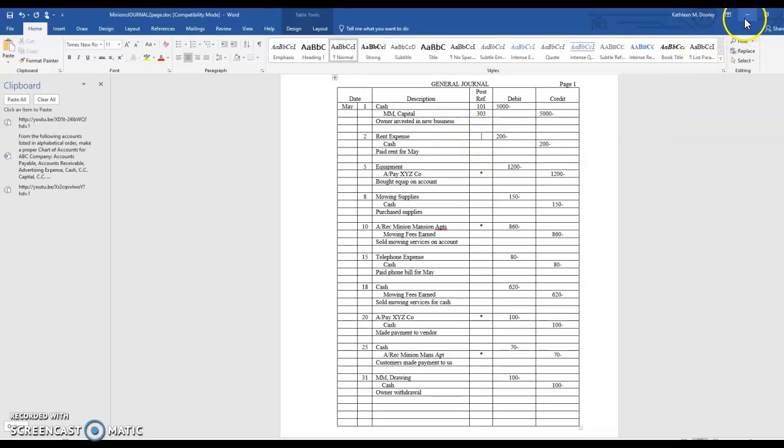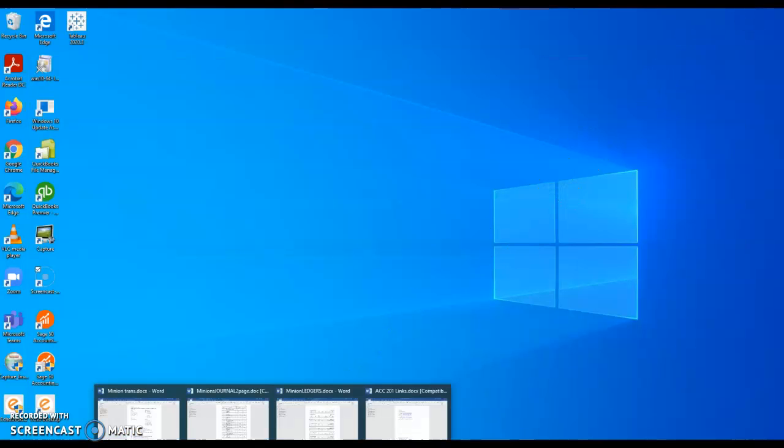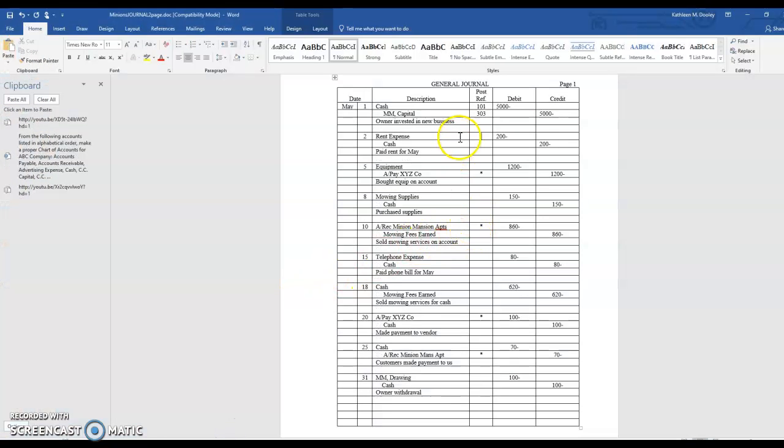Okay, I need rent expense on the 2nd for $200 debit. Here's rent expense. May the 2nd, $200 debit. So now there's a $200 debit running total balance. GJ1 is where it came from. And I go back to the journal and say this came from account 501. And I have cash credit for $200 on the 2nd.